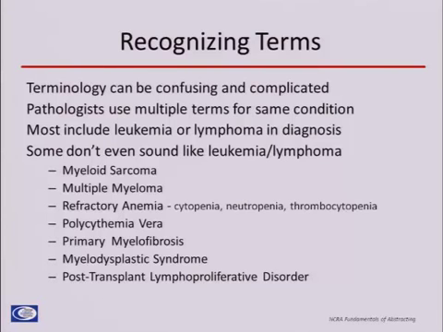Fortunately, most of these conditions include the words leukemia or lymphoma in them, but not all of them. Some don't even sound like leukemia or lymphoma. Would you typically think of reporting a myeloid sarcoma? Probably, but as a sarcoma, right? Myeloid sarcoma is actually a manifestation of a myeloid leukemia. And myeloid sarcoma used to be called chloroma.